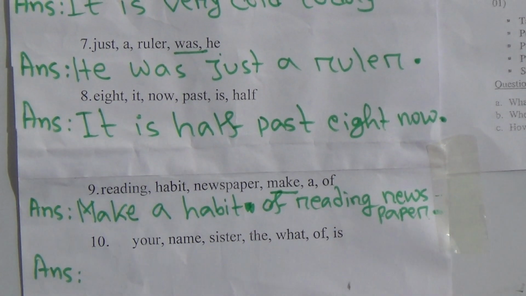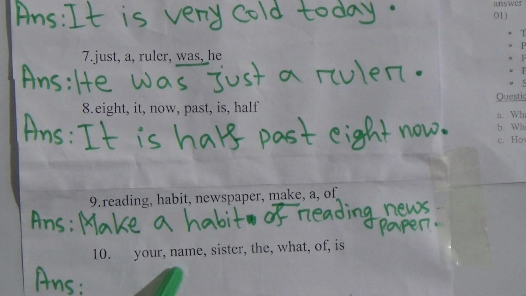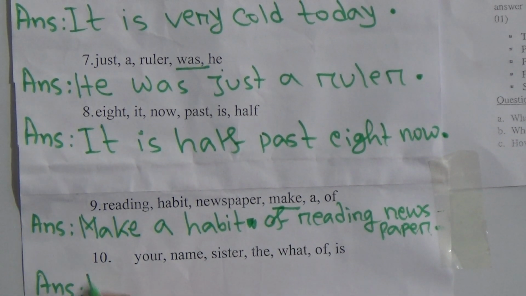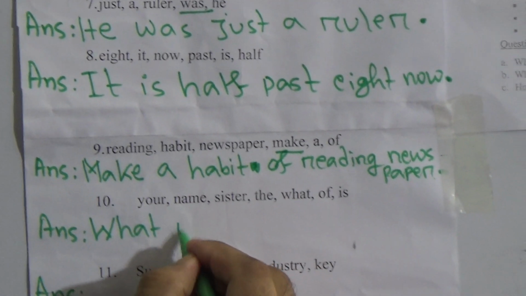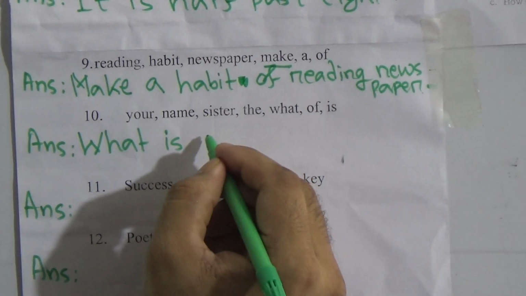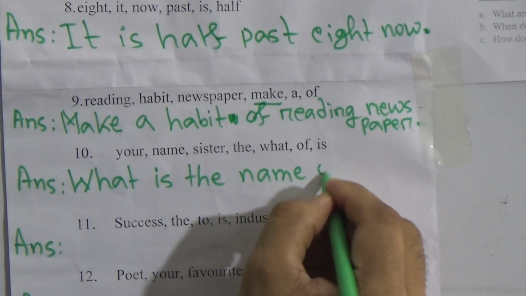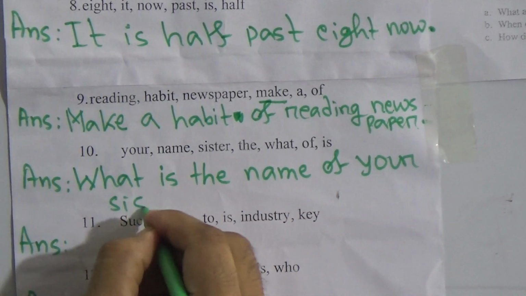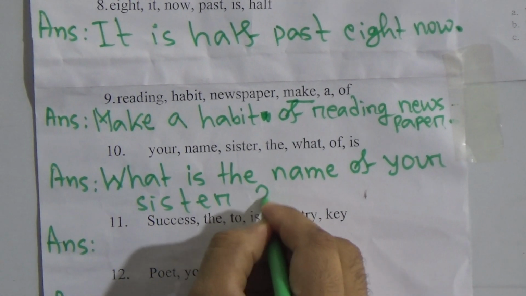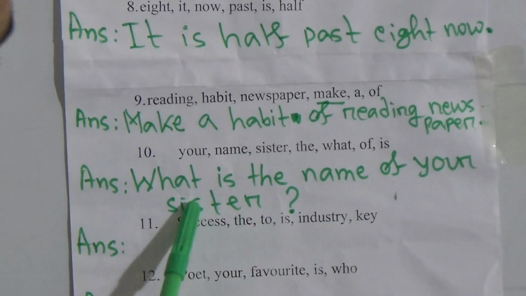Give full stop. Okay, then number 10, "make a habit of reading newspaper." Now number 10 is our interrogative sentence. So write first the W's question, what, then write the auxiliary verb, what is the name of your sister. Finally give a question mark because it's our interrogative sentence. What is the name of your sister?